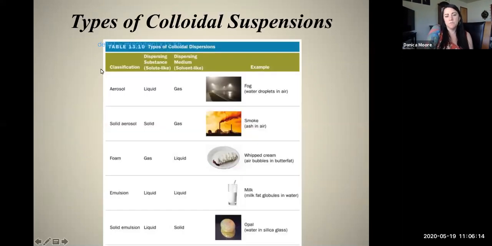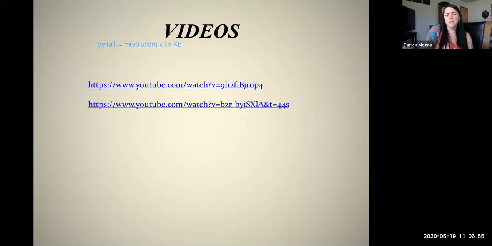So examples of those would be aerosols, which would be a liquid suspended in a gas. Fog would be an example of that. Solid aerosol would be a solid suspended in a gas. Example of that would be smoke. Foam would be a gas suspended in a liquid, like cream. An emulsion would be a liquid suspended in another liquid. So milk would be an example of this. Also, salad dressings often will have emulsifying agents in them. And then the solid emulsion, it has opal there, but I think probably gelatin is a better example, right? So gelatin has liquids suspended in a solid. And we're good.